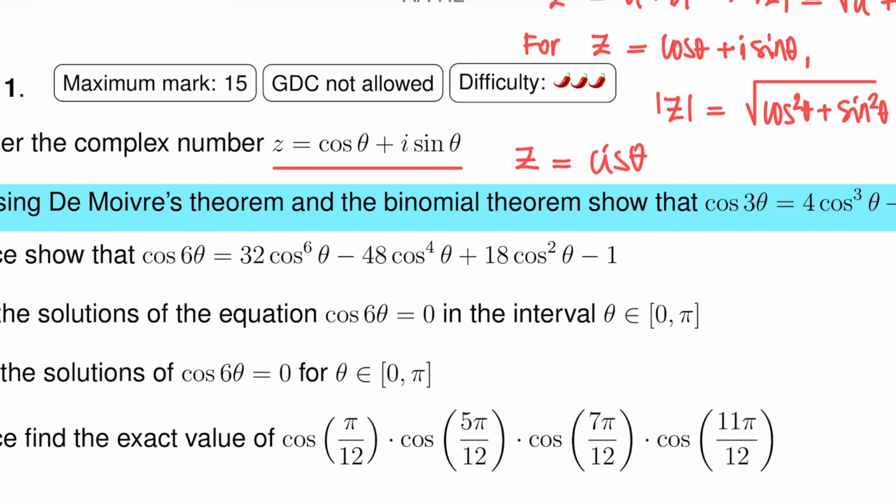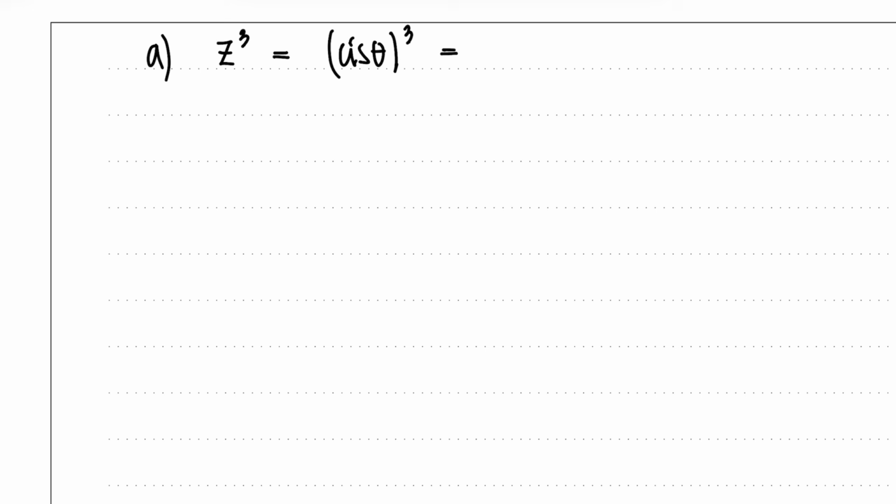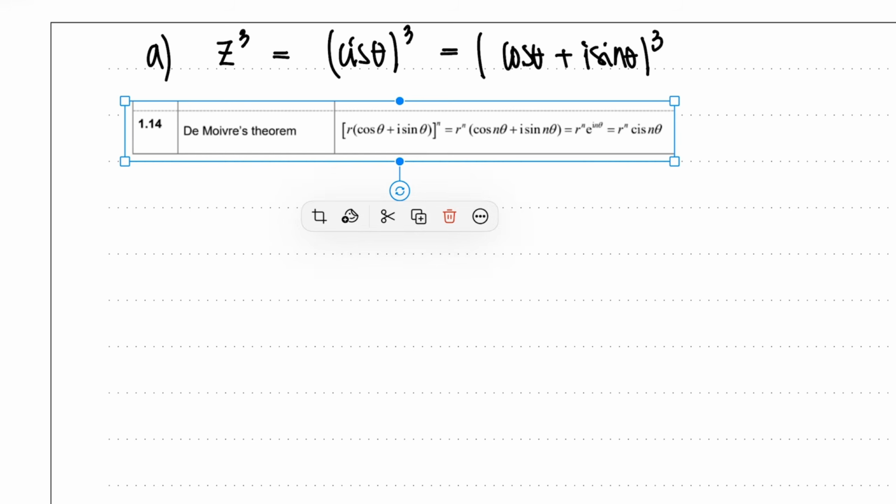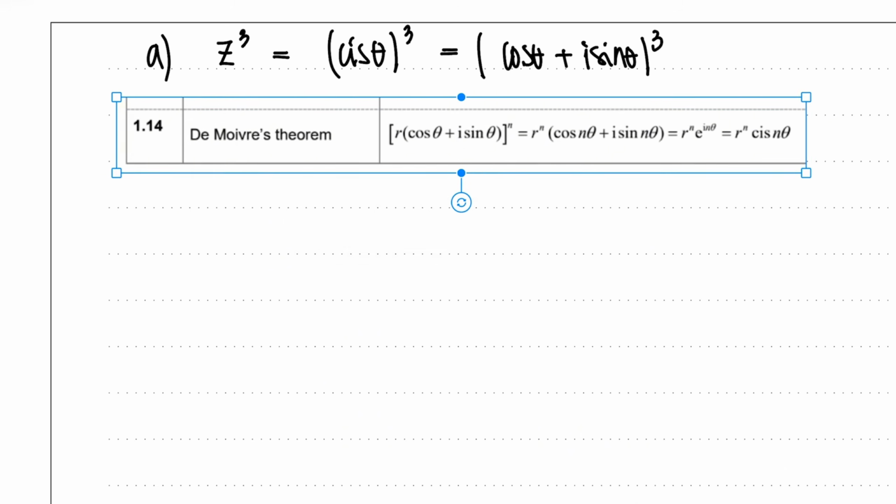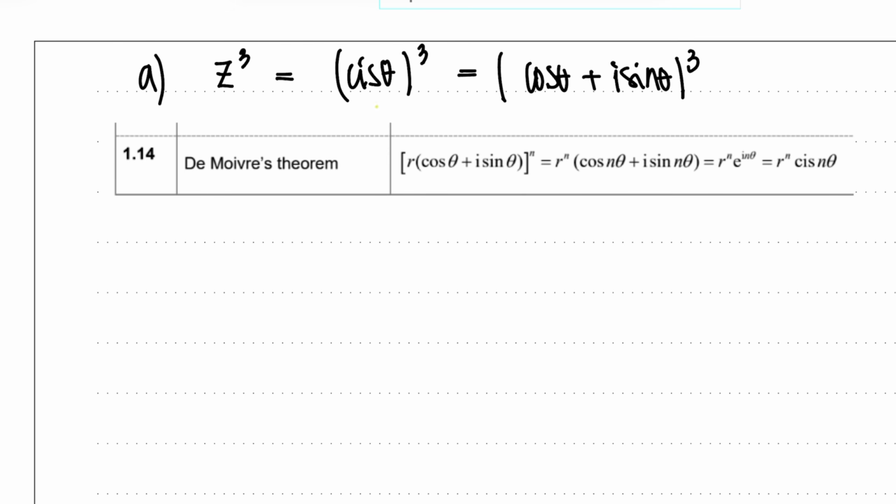Now, if we cube this complex number here, z, that is equivalent to cubing this or cubing this, given that this and this, well, they're the same. So let's start with that. z cubed is equal to cis of theta cubed, which is also equal to cosine theta plus i sine of theta cubed. And by using the Moivre's theorem, which is also in your formula booklet, we can say that cis theta cubed is the same thing as cis of 3 theta.